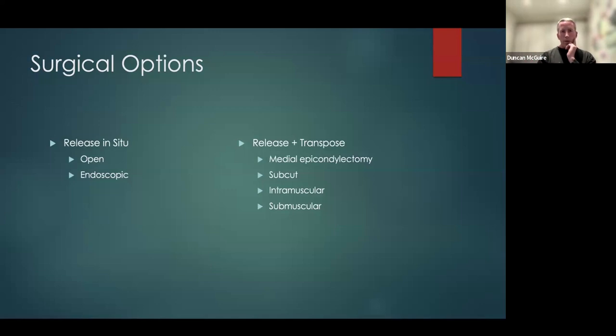A lot of the time we do transpose the nerve, especially if it's subluxing, but we'll come to the indications for that now. And the options for transposition is mostly subcutaneous, intramuscular, or submuscular. There is a thing that is a lot more popular in America, medial epicondylectomy. So that's essentially just taking away the medial epicondyle just proximal to the insertion of the MCL. And that essentially allows the nerve to move slightly forward during elbow flexion. So it's sort of like a mini transposition. But it's not something we do, the epicondylectomy.